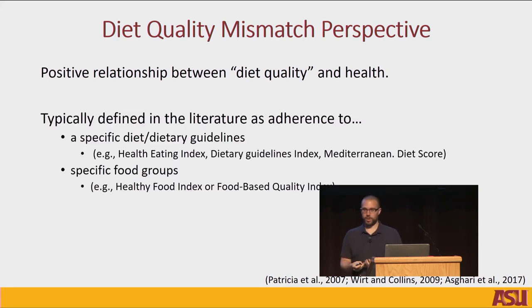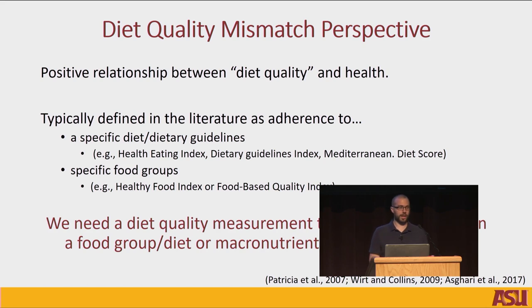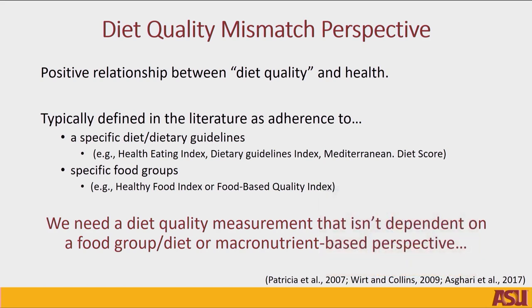And there's a number of different ways to use diet quality in the literature, but most of the time it's used in terms of just an adherence to a certain dietary recommendation or to eating certain food groups or not. So based off of one of these scores, if you don't eat a certain food group or you don't have access to a certain food group, you would have a low diet quality score. So we really need to come up with a diet quality measurement that isn't dependent on a food group or a dietary prescription that also doesn't bother to think about macronutrient intake.